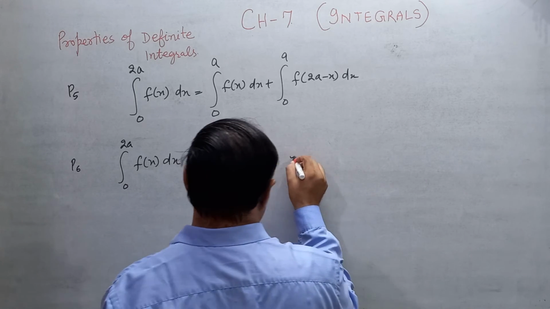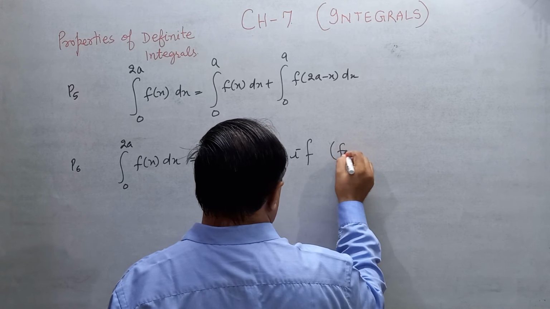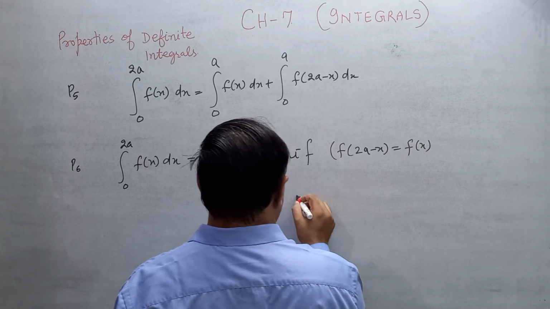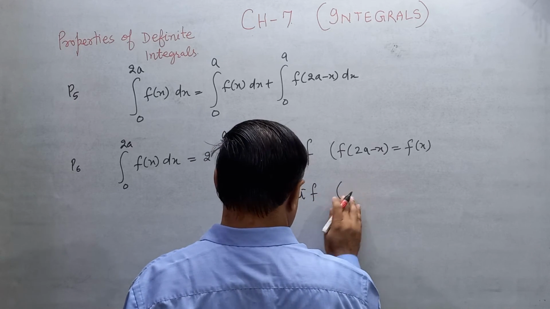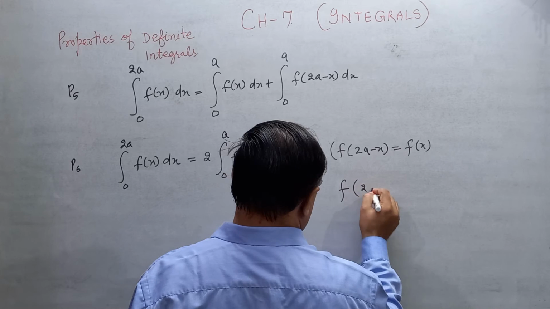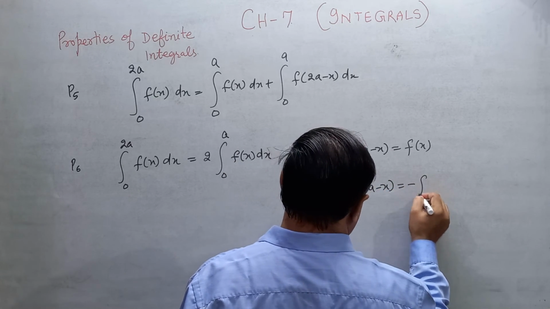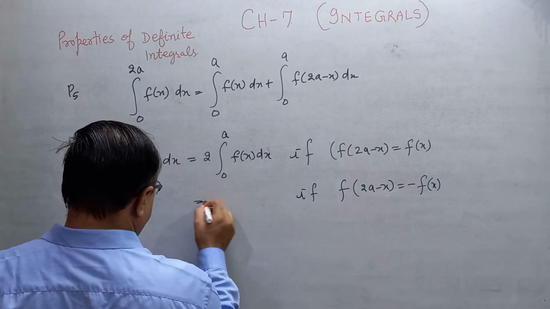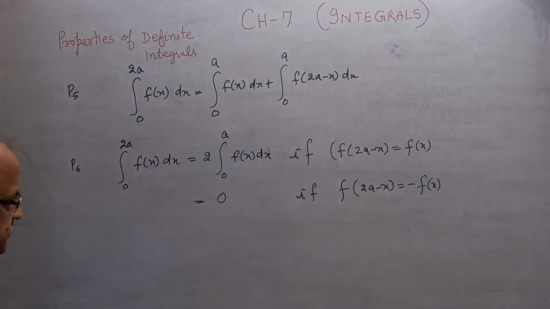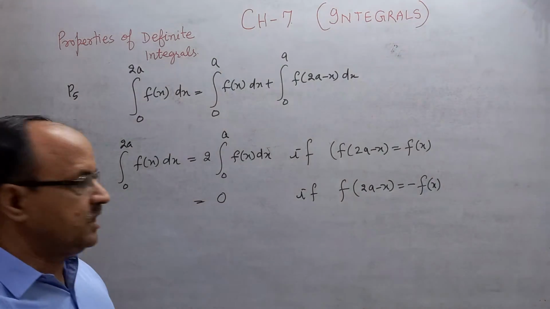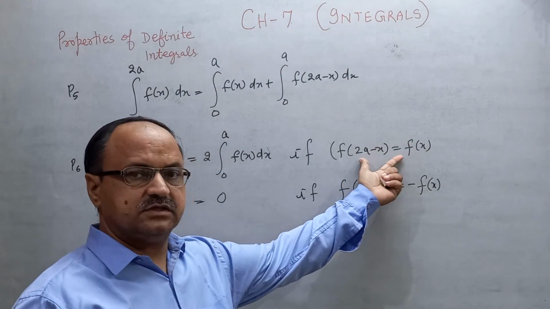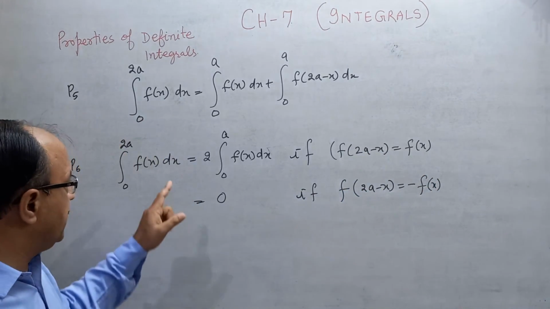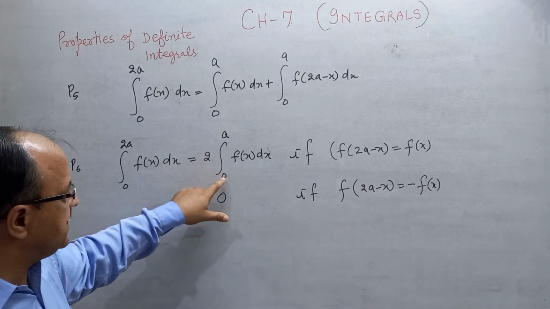This is a conditional property. If f of 2a minus x is equal to f of x, then it is twice. And if f of 2a minus x is equal to minus f of x, then you can say this is equal to 0. This is the conditional property. Firstly check f of 2a minus x is equal to f of x. Then you can convert the question, write it 2 and limit 0 to a.